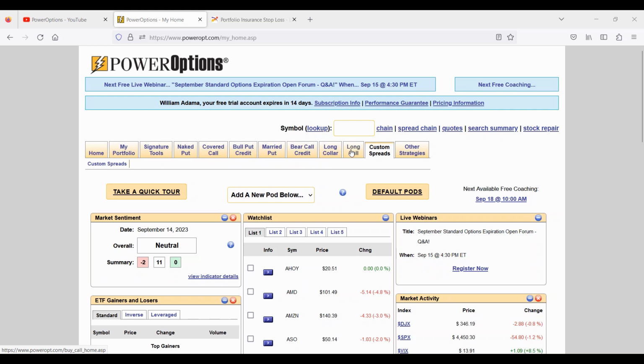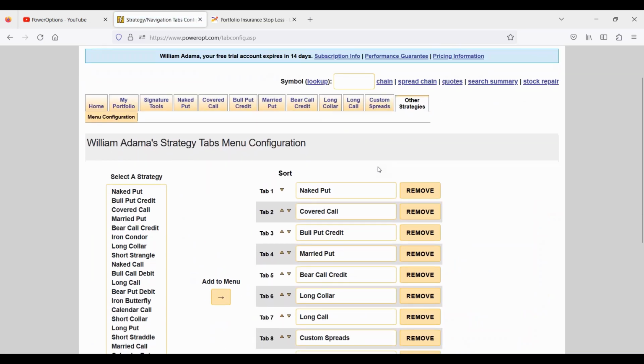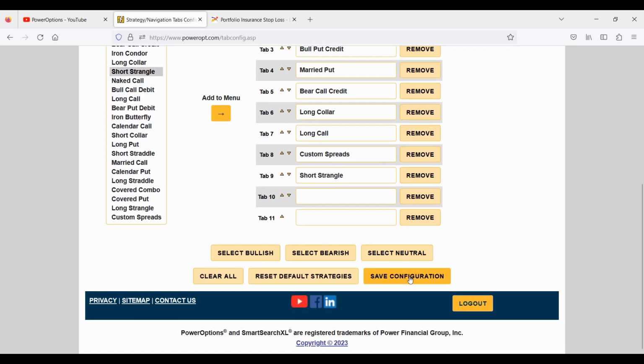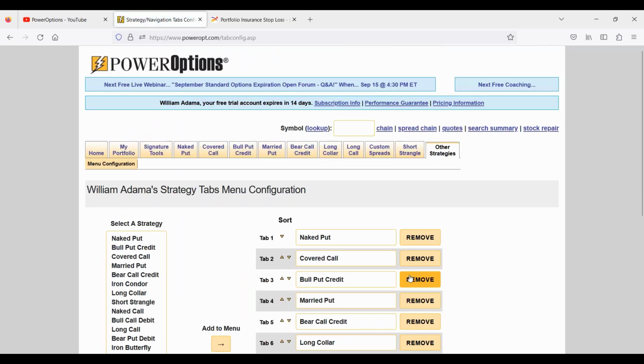First, we don't have short strangle here on our webinar account, so we've got to go into other strategies. This shows my selected strategies here on the right, and over on the left are the available strategies that are available to you. So we simply just have to select our short strangle position, click Add to Menu, and that'll put it in our 9th tab on the configuration, and then click Save Configuration down at the bottom.